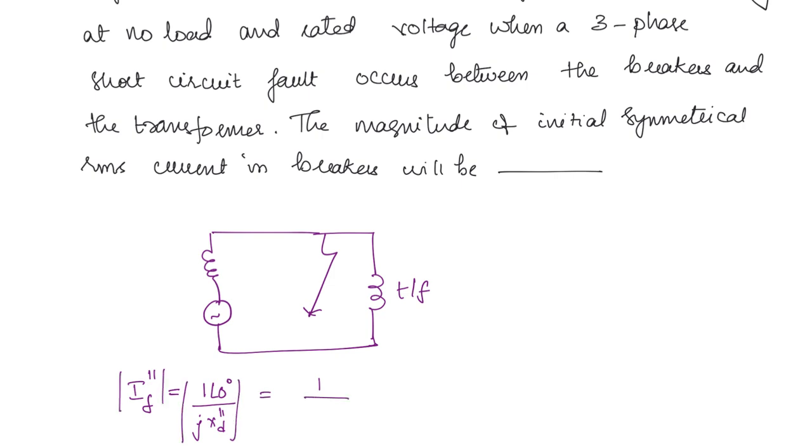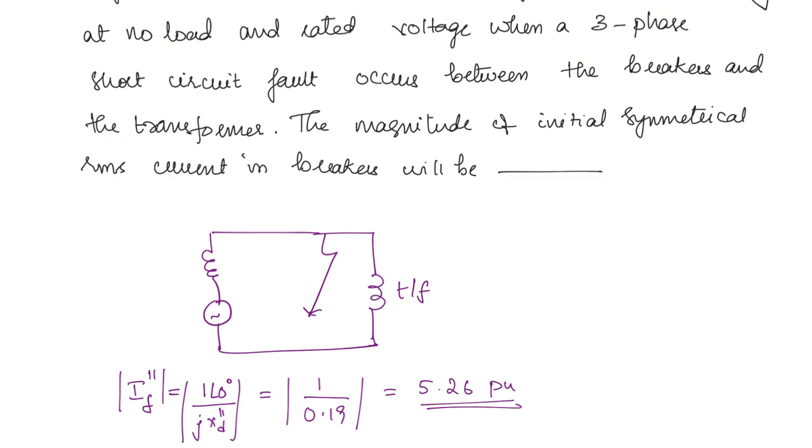1 divided by 19% is 0.19. Okay, so here you are going to get 5.26 per unit. Remember, we are taking only the magnitude here. If you want, you can take the phase as well. Okay, but we are only concerned with the magnitude. It's given in the question itself. Okay, so now this is the per unit value.